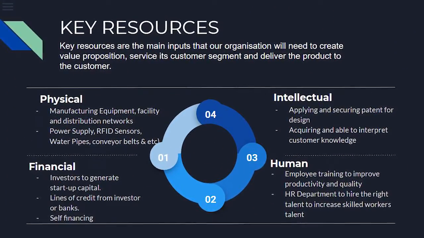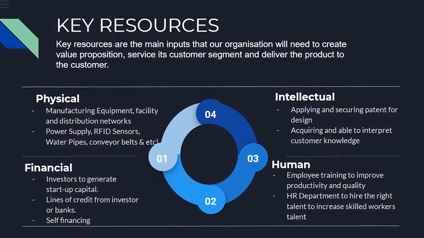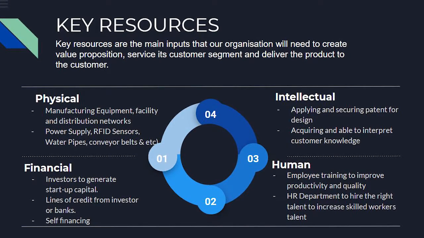So key resources are split into four different categories. Firstly is physical, second is financial, third is intellectual, and lastly it's human. For physical, which means whatever physical items or equipment we might need to deliver this product, for example, the manufacturing equipment, a facility, inventory warehouse, and also distribution networks. Some of the physical equipment we might need for building the product is power supply, RFID sensors, water pipes, conveyor belt, and etc.